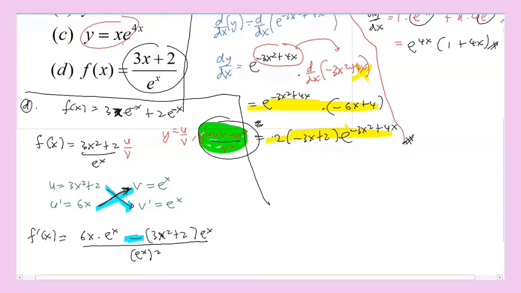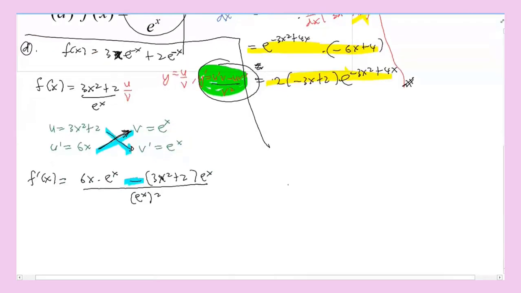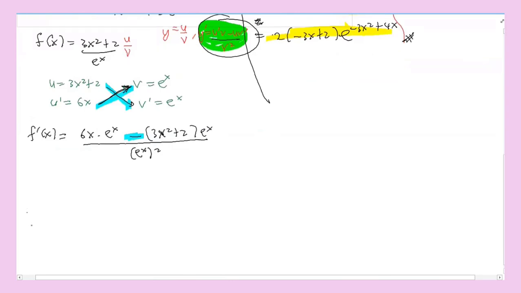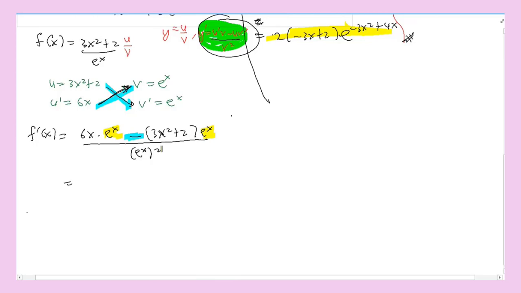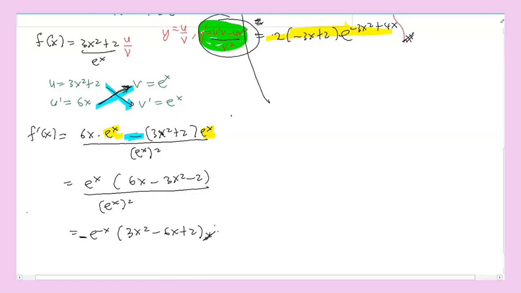Okay, so next step. Let's check. This one has e power x to factorize. Factorize e power x first, slowly: 6x minus 3x squared minus 2, over e power x squared. Then cancel. So we get e power negative x, with the negative sign outside: 3x squared minus 6x plus 2. Okay, so this is that one. And check.